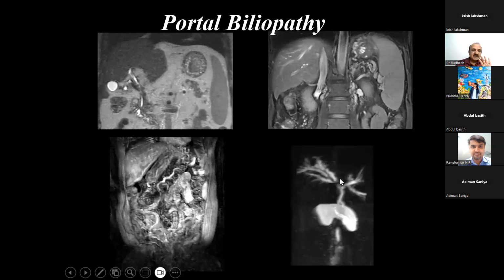They are not strictures. They are not tumor infiltrations. So this is a classical case of portal biliopathy. You see multiple collaterals. You see splenomegaly, and you also see the collaterals here. So this is a case of portal biliopathy. Again, the source images have told you the diagnosis. It is not the MRCP alone.